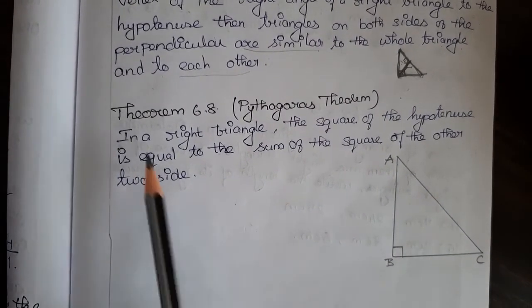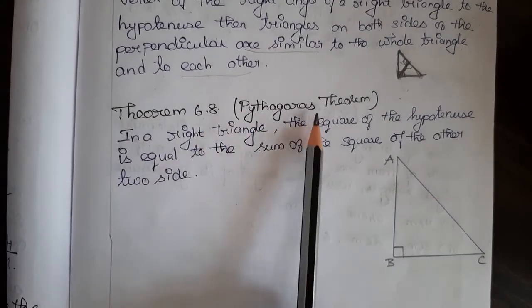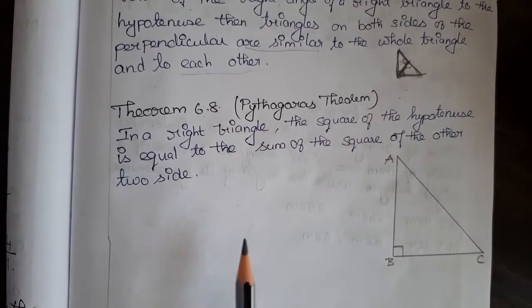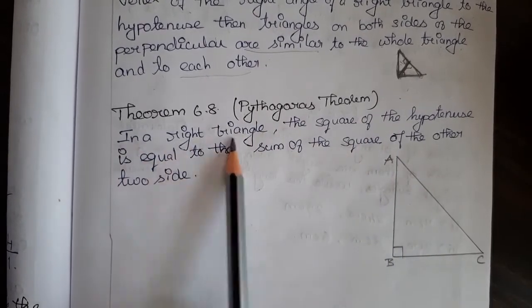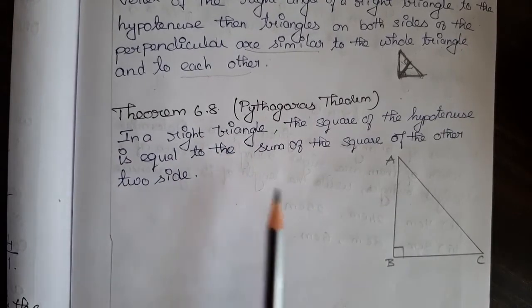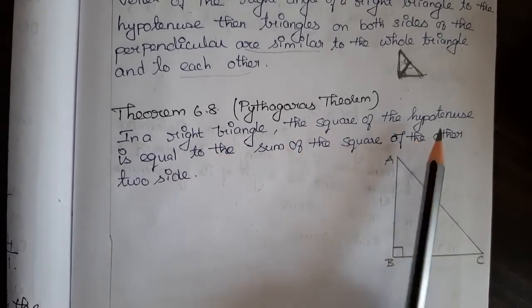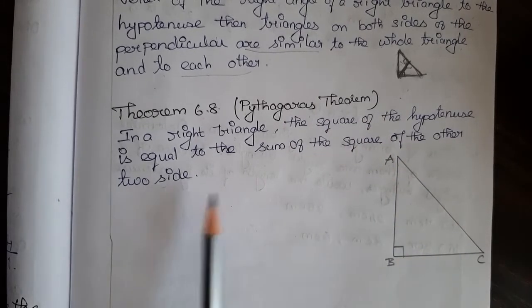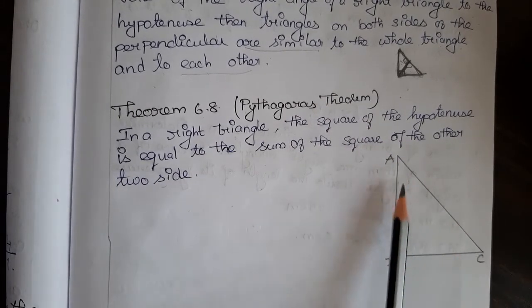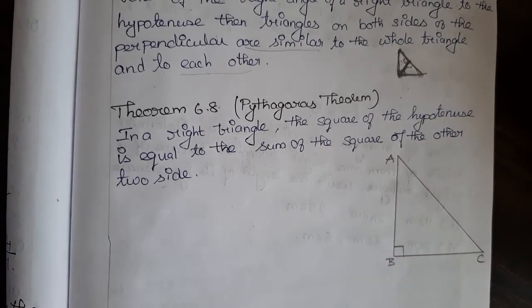Next, theorem 6.8 says the Pythagoras theorem. Here we are going to prove this theorem. We know this statement already. In a right triangle, so this Pythagoras theorem is for a right triangle, the square of the hypotenuse is equal to the sum of the squares of the other two sides. So here is the hypotenuse. AC square is equal to AB square plus BC square. This is what we have to prove.